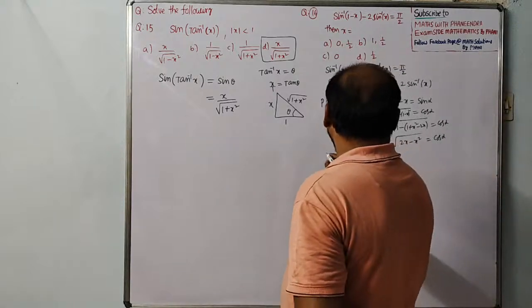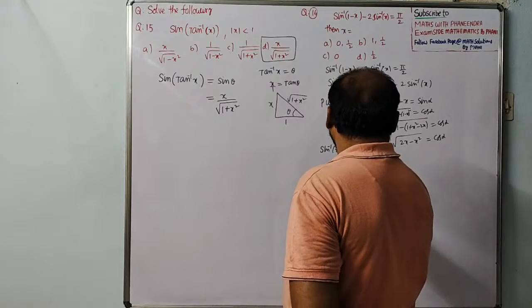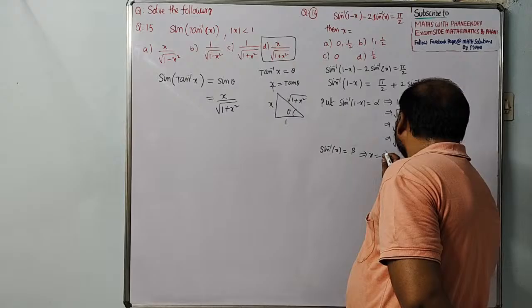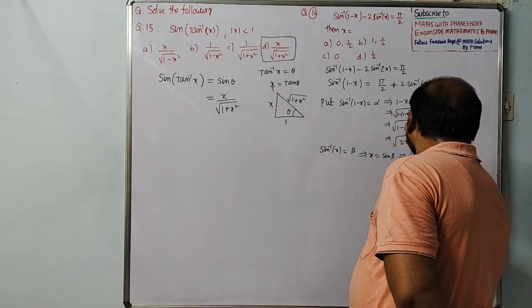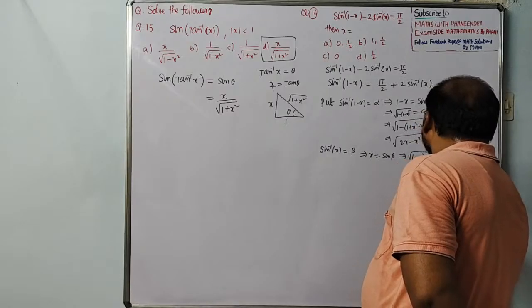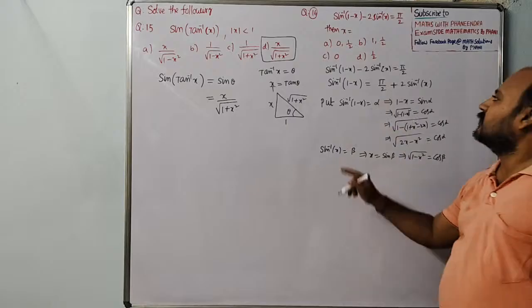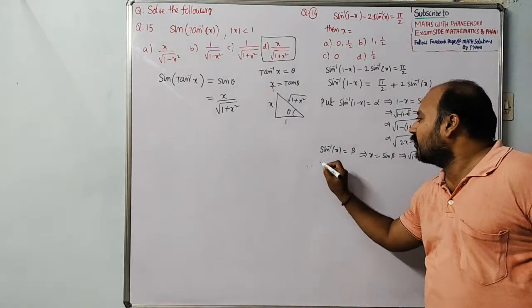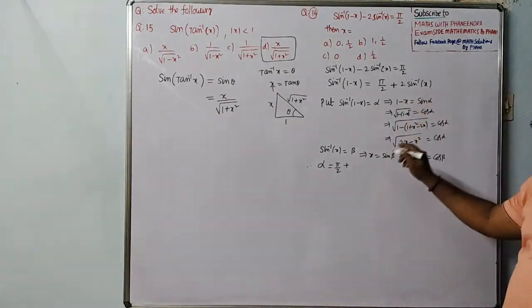From here, sin inverse of x is equal to beta. That implies x is equal to sin beta. That implies root 1 minus x square is equal to cos beta. Okay. After getting this result, substitute in this. Wherever sin inverse of x is there, alpha equal to pi by 2 plus 2 beta. No?